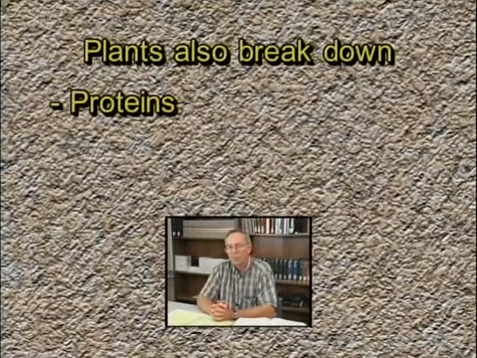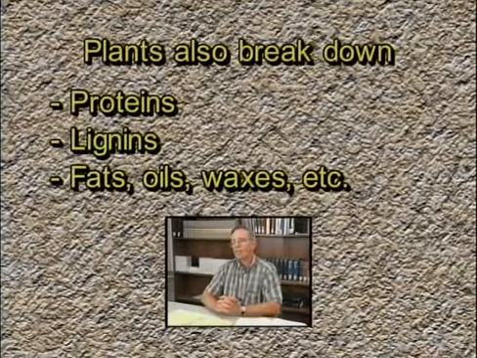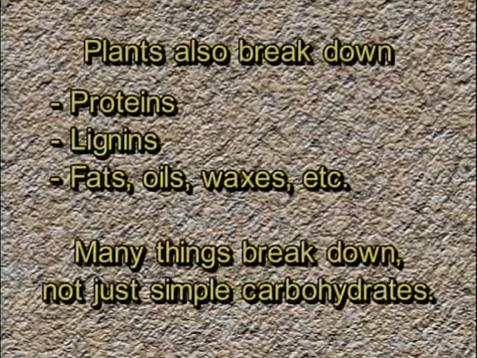Now, obviously, the only things found in these plants are not simple carbohydrates like glucose sugar. We have the proteins, we have the lignins, we have that group, the fats, the oils, the waxes, and the resins. So there are going to be many things broken down other than just the simple carbohydrates. But the basic process is going to remain the same. We're going to get carbon dioxide and water evolved, and we're going to get energy produced.